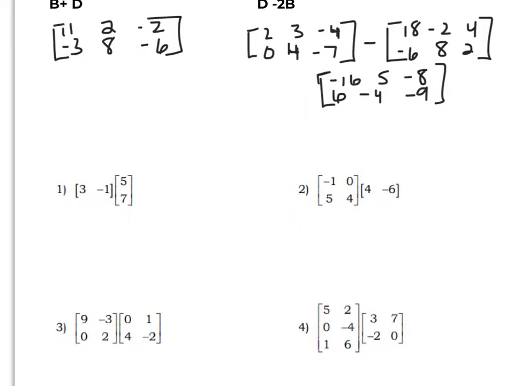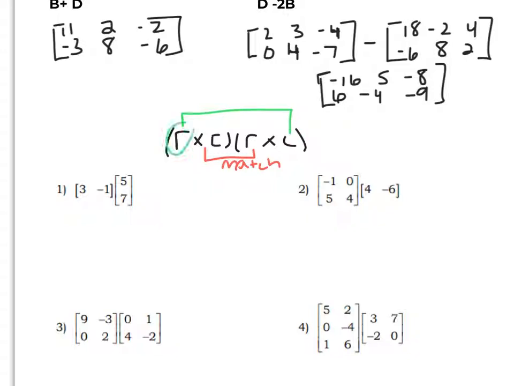Now we're going to look at some multiplication. So remember when we're multiplying and we're trying to do row by column times row by column, that the dimensions in the middle need to match. And then your answer is going to be whatever the first row is by the last column. So in this first one, I have a 1 by 2.